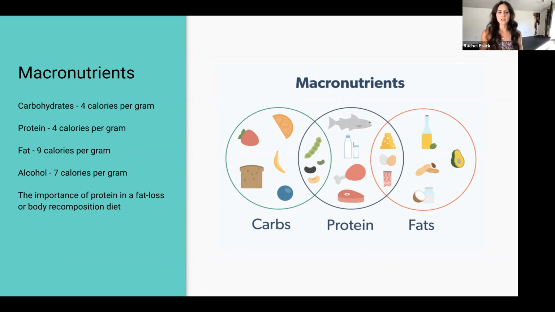Carbohydrates are going to be things like rice and bread and sugar and fruit, and vegetables are a carb. Carbs aren't inherently bad. Fat isn't inherently bad. Protein isn't good or bad. They just are. But most foods are a combination of things.